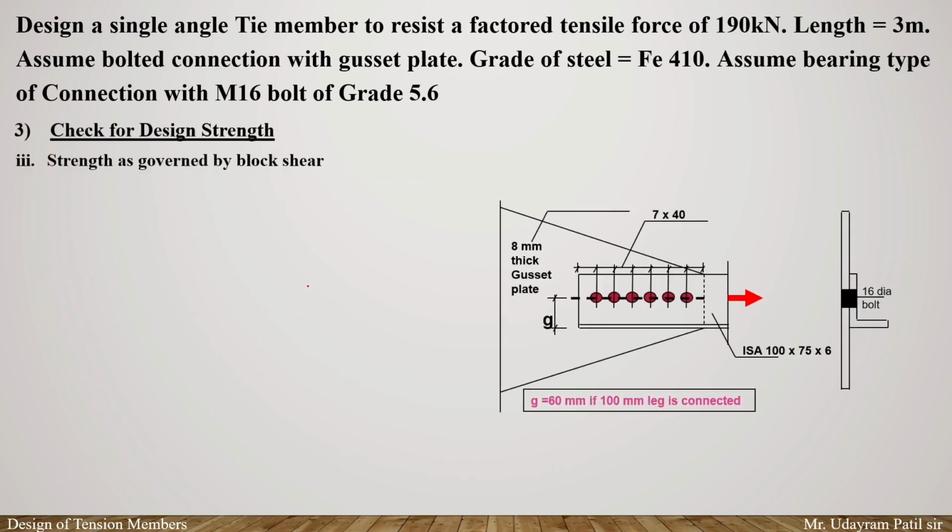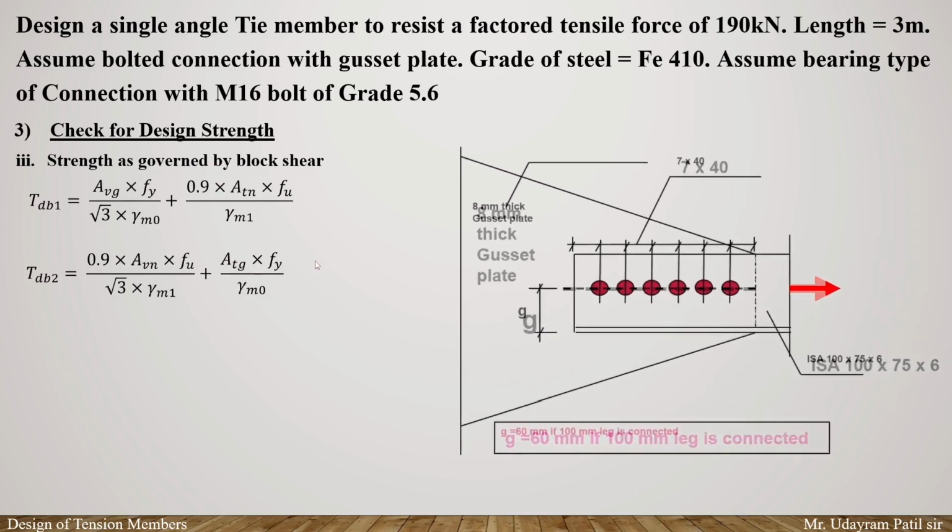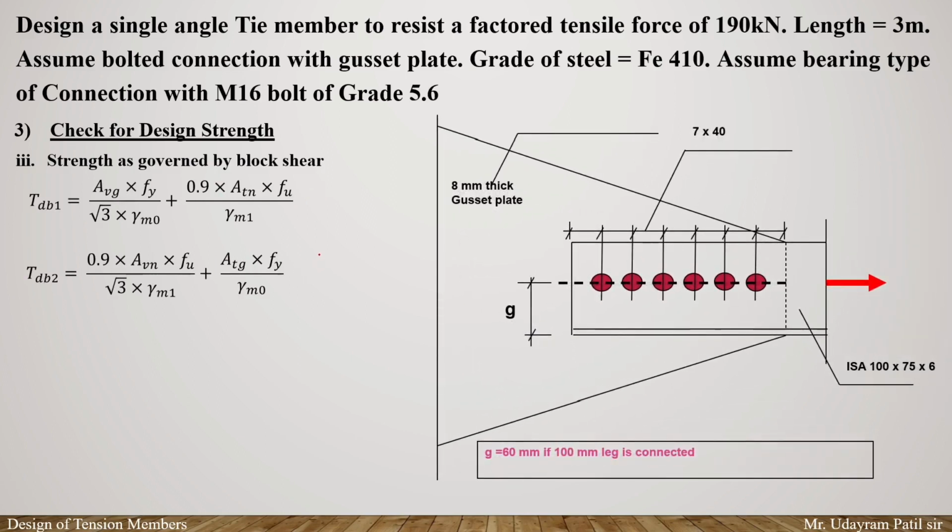Okay, next is your strain governed by the block shear. Okay, again similarly type of the example के हमने block shear calculate किया है, लेकिन फिर से एक बार देख लेते हैं. Block shear will be defined by this particular two formula. Okay, again here we have to calculate the AVG, ATN, AVN and ATG. that is आपका shear plane होगा या फिर tension plane होगा, वहाँ का आपका gross area और net area जो है आपको calculate करना है.